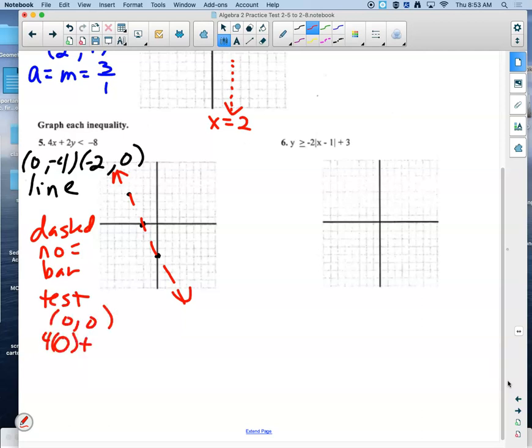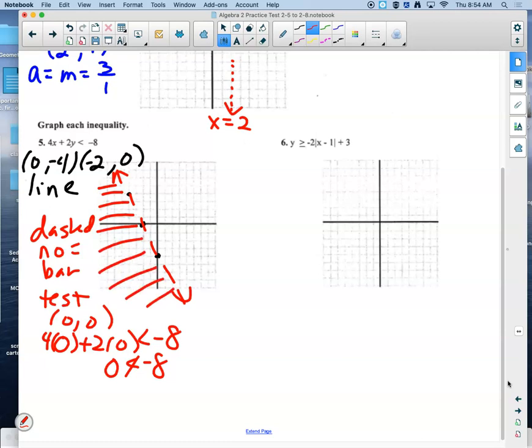4 times 0 plus 2 times 0, is that less than negative 8? Is 0 less than negative 8? No, that doesn't make any sense. So if 0 doesn't work, then it must be shaded over here. But this is a test, and I want to make sure I shaded the right way. So I would want to pick something out here and make sure that it works.